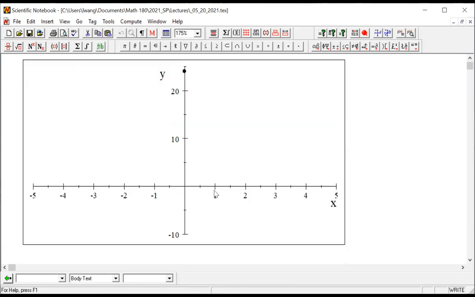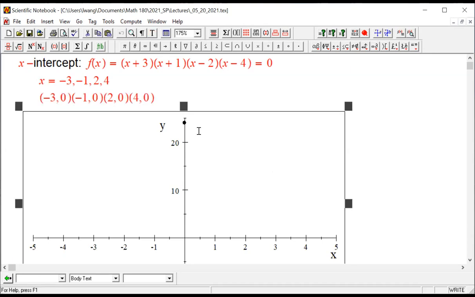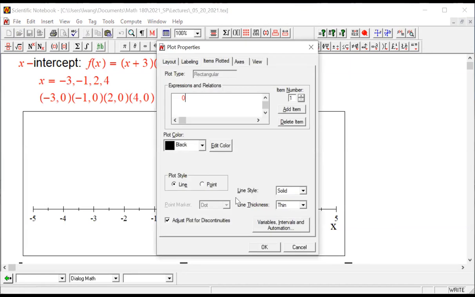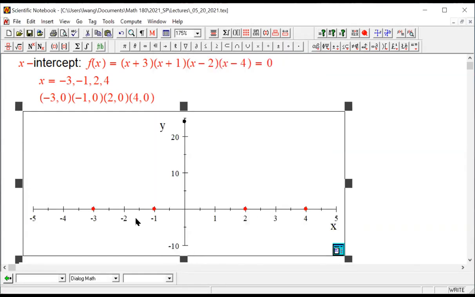So what do we see? What we will see is how the curve wiggles. The first one, let's put a red dot. Second one, third one, the last one. So these are the 4 dots, the 4 x-intercepts.